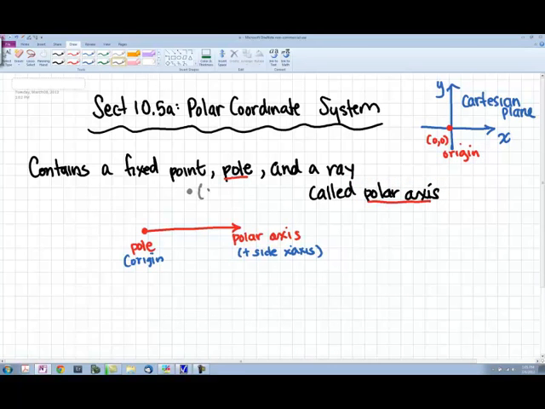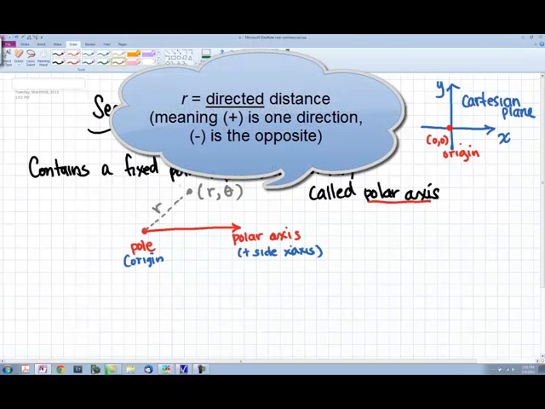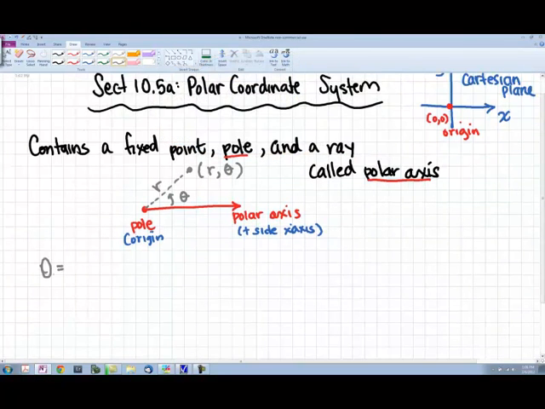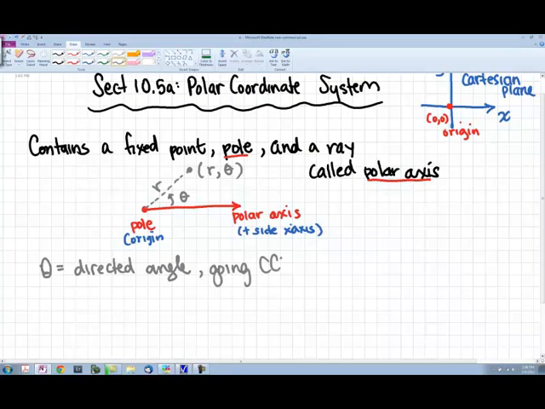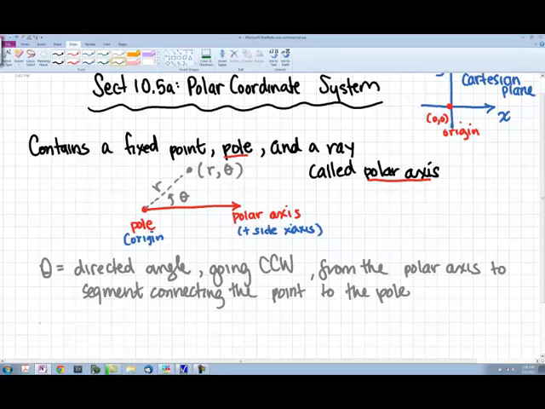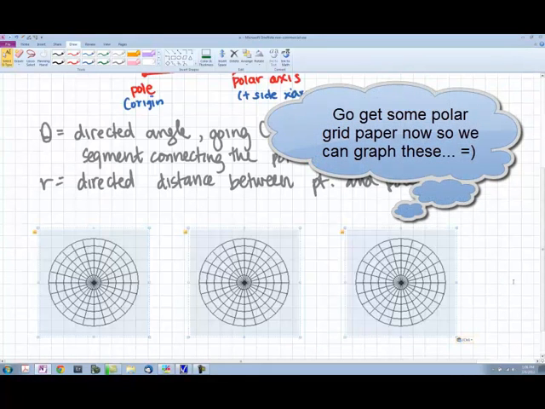We name points by using r and theta. So r represents the distance or the directed distance from the pole, and theta is the angle. Theta is what we call the directed angle going counterclockwise from the polar axis to the segment connecting the point to the pole. And then we have r as being defined as the directed distance between the point and the pole. Now we're actually going to also work on plotting.